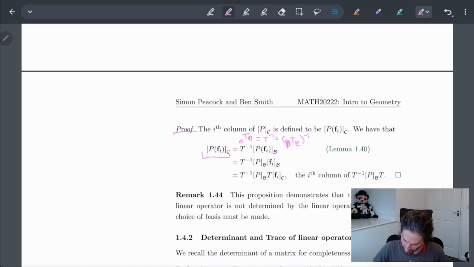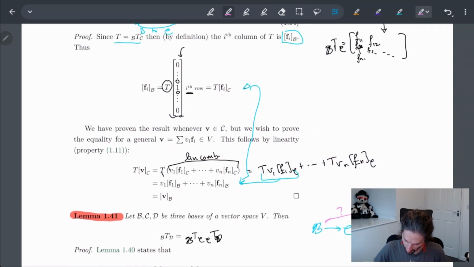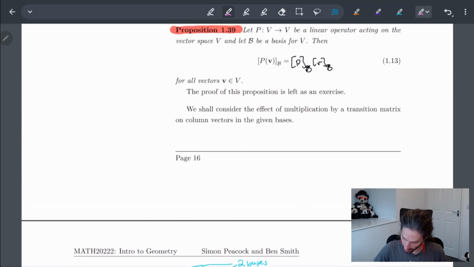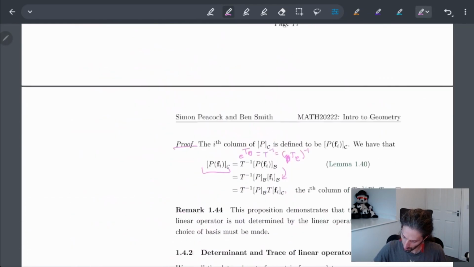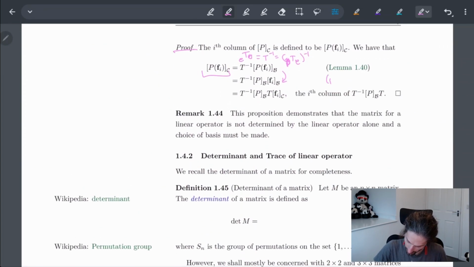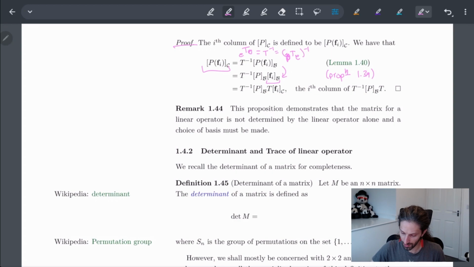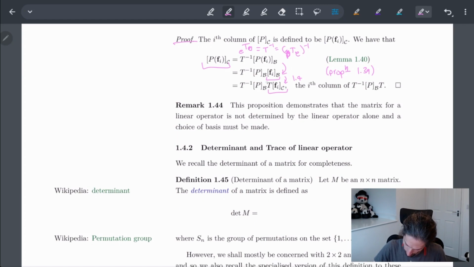Then we can split this up. And where's this split coming from? This we saw as well. This is coming from proposition 1.39. And then finally, this matrix here on the right-hand side, this we can split up again, right? So this is again from lemma 1.4, we get T of F1C, right? So these two are the same. And then here we have precisely what we want, right?